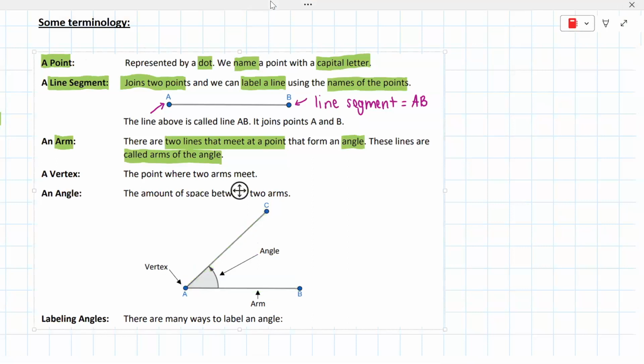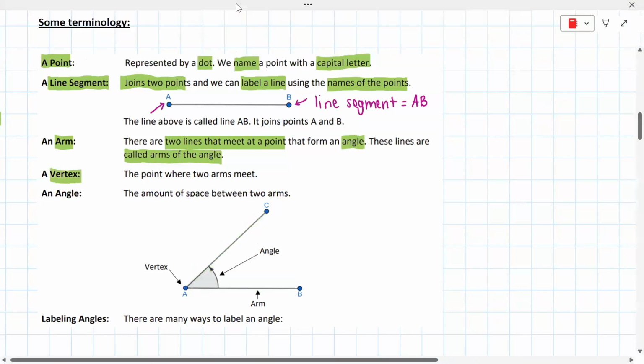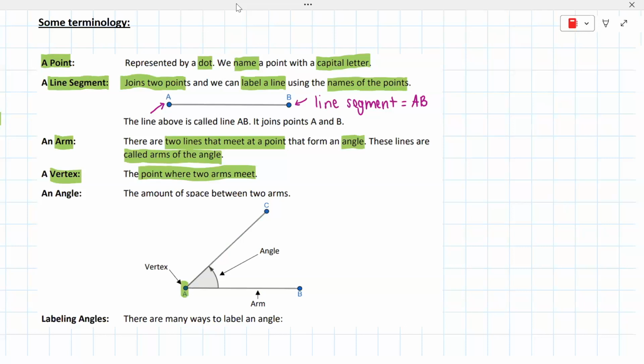Now, I've already mentioned this word before, but a vertex is a point where the two arms meet. So here is our vertex A. And remember, we also use vertex when we start talking about shapes. So we talk about a vertex or vertices of a shape. Those of you who've been making 3D shapes will talk about the number of vertices a shape has. It is a point where line segments, or in the case of 3D shapes, edges, meet each other.